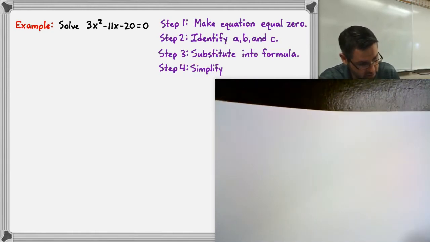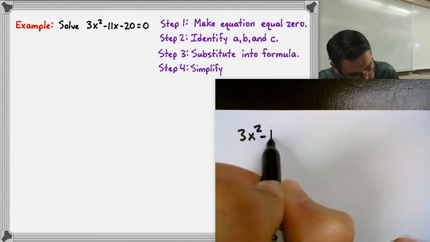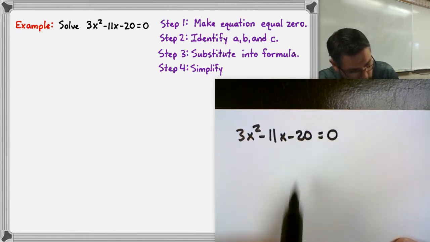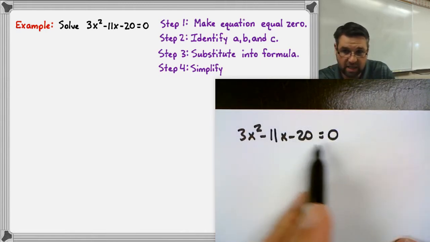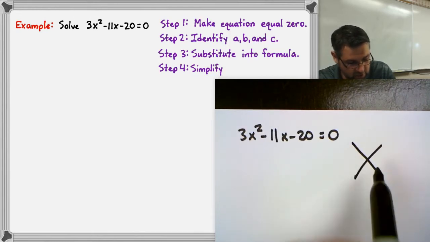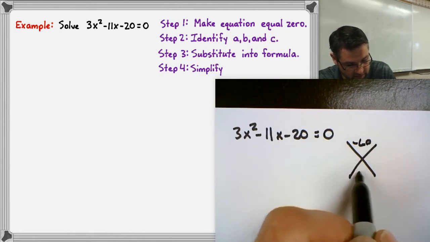We don't want to forget factoring just because we have the quadratic formula now. But that way we can compare and solidify in our minds that this quadratic formula actually does work. So remember, when we solve by factoring, we get everything equal to 0, and it already is. Then the next step is to factor, so we do our x factoring. 3 times negative 20 is negative 60, negative 11 on the bottom.